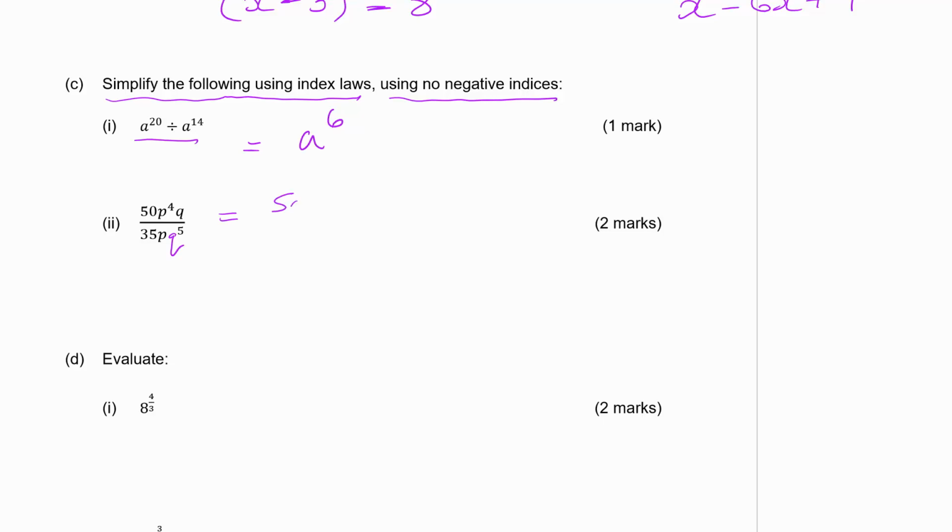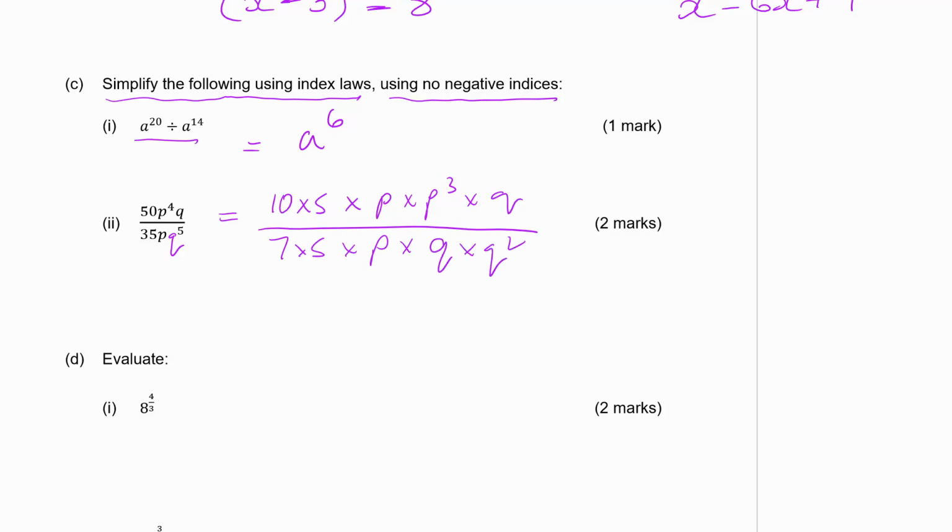One way would be to write this out. Well, the 50 is going to be 10 times 5. And then I'm going to write the p to the 4 as p times p cubed. And then we've got the q. And then we've got 7 times 5 times p times, I'm going to write the q to the 5 as q times q to the 4. So these 5's cancel, p's cancel, q's cancel, and we're left with 10p cubed over 7q squared.